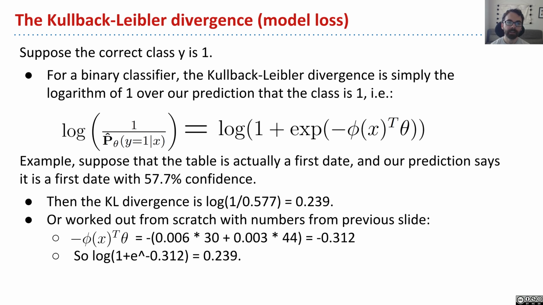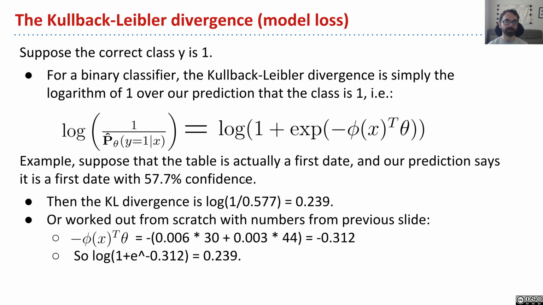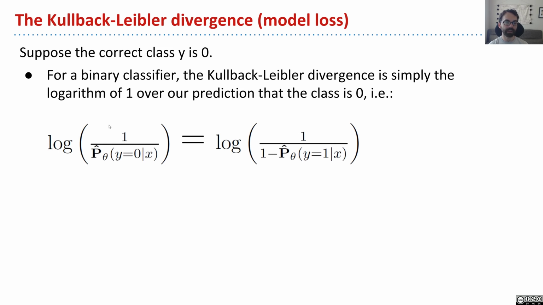On the other hand, if the correct class is in fact 0, well, in that case, the KL divergence is just log of 1 over the probability that y is 0, and of course, the probability that our model predicts that y is 0 will just be 1 minus what our model predicts for the class being 1. Okay, so basically for the KL divergence there are two cases: the correct class is 1, or the correct class is 0, and we have pretty simple expressions for both.